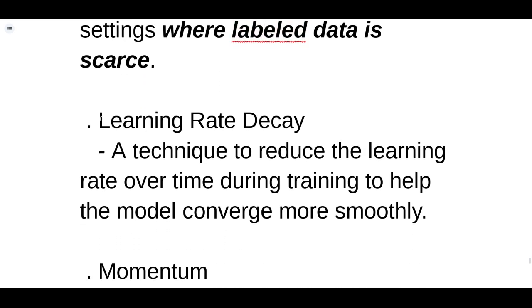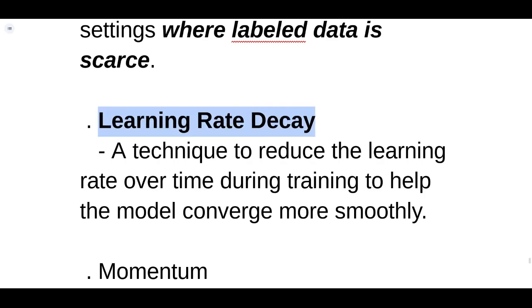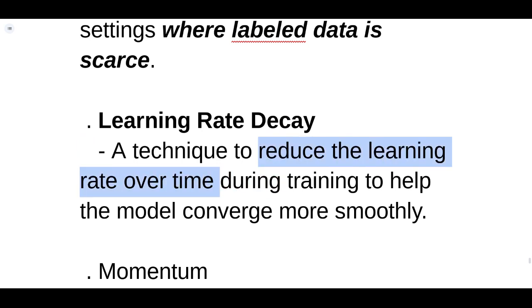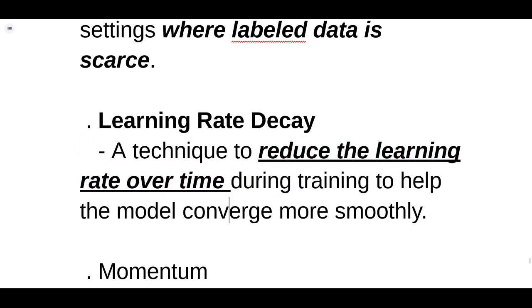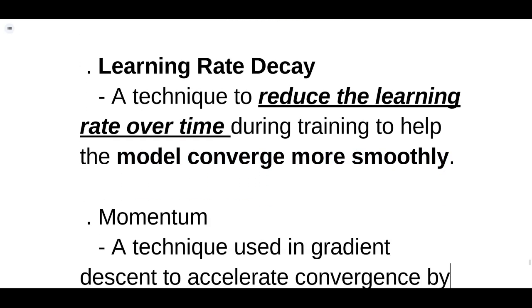Now, learning rate decay. Learning rate decay is a technique to reduce the learning rate over time during training to help the model converge more smoothly.